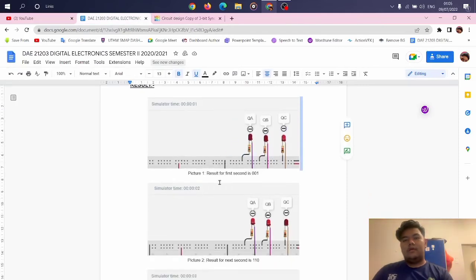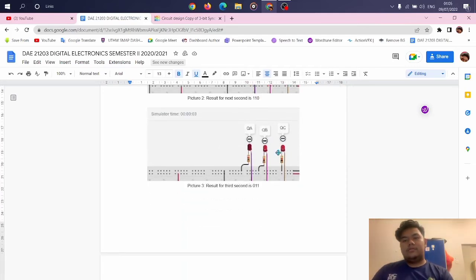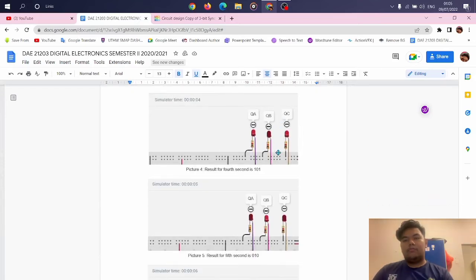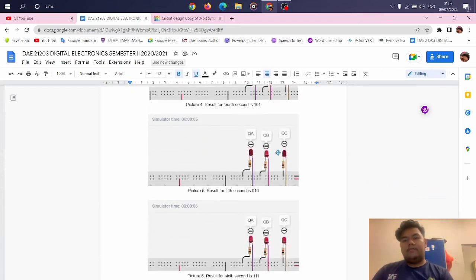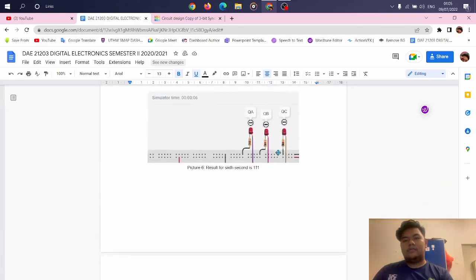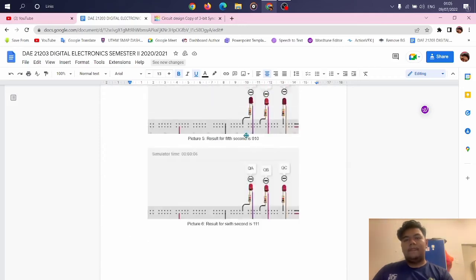The result for the first second is 001, and for the next second is 110. The third second is 011. The fourth second is 101, the fifth second is 010, the sixth second is 111, and the last second is 000.